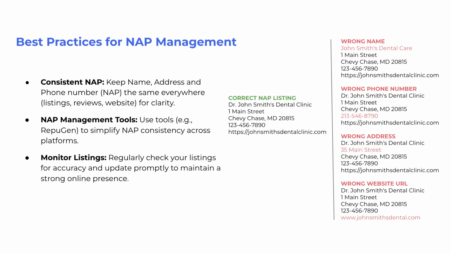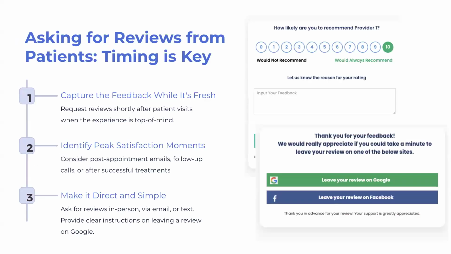So, there are NAP management tools. You can simplify your life with listing tools such as Repugen's, which helps you update and maintain consistency across multiple platforms effortlessly. You should also monitor your listings regularly. Be proactive. Regularly monitor your online listings for accuracy and address any discrepancies promptly. So, by following these steps, you can ensure a strong online presence, attract more patients, and watch your practice thrive in the digital world.